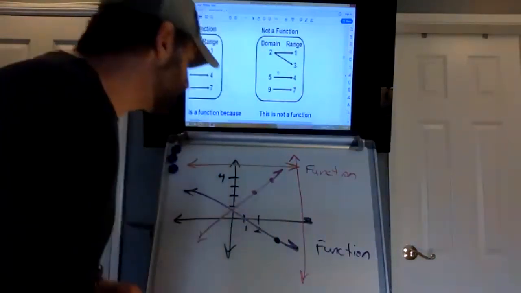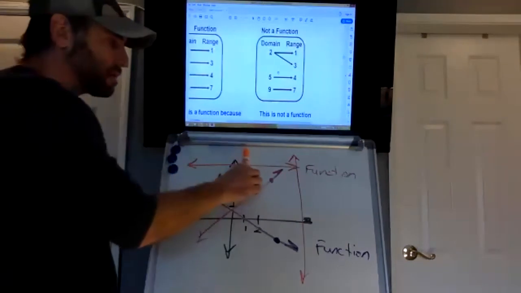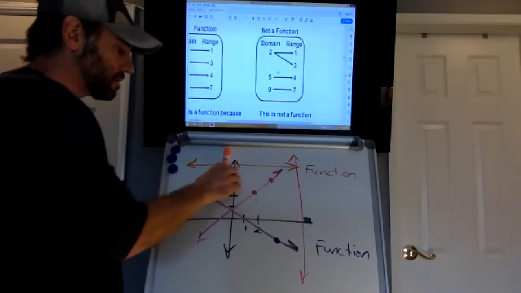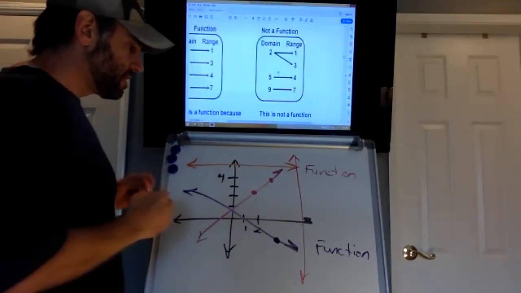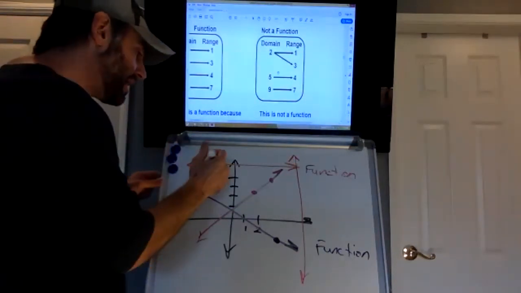Let's look at the horizontal line. Oh, Annie, that one. That's the one you were talking about that people get confused with. You're right, it is a function.